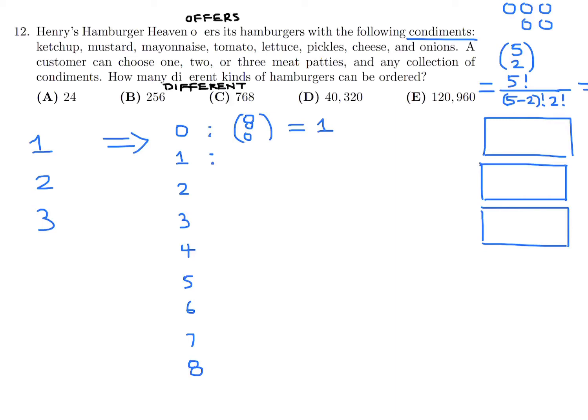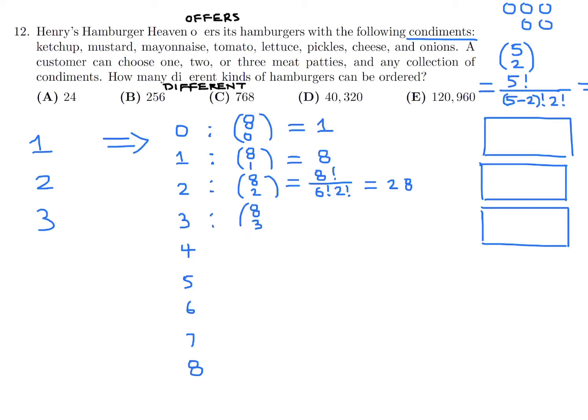From 8 condiments, choose 1. Okay, 8, choose 1 is equal to 8. From 8 condiments, choose 2. Okay, 8, choose 2 is basically 8 factorial over 6 factorial over 2 factorial, and the value is 28. All right, hope you're getting the hang of this.